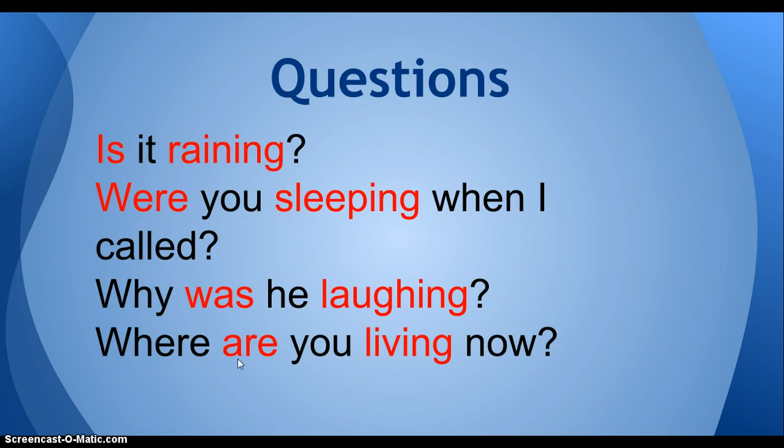So some examples: is it raining? Were you sleeping when I called? The principal verbs stay in the ing form. Doesn't matter if it's a yes/no question or, again, an information question. Why was he laughing? Or where are you living now?